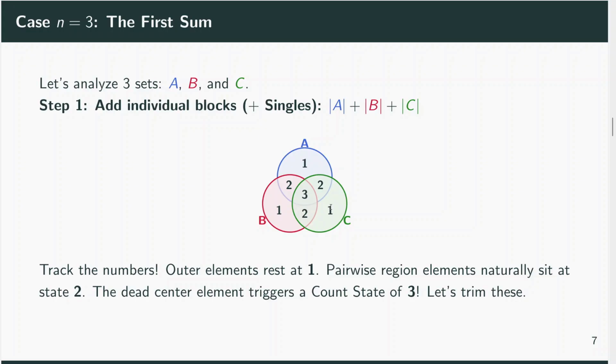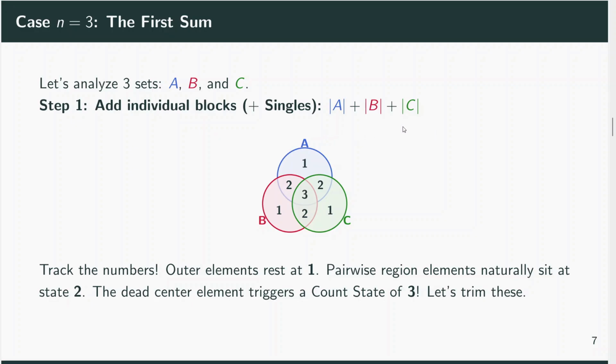Then, there are 3 regions where exactly 2 circles overlap. The region in A and B but not C, the region in A and C but not B, and the region in B and C but not A. And finally, right at the very center, there is the region where all 3 circles overlap at the same time. So, after step 1, after adding the sizes of all 3 sets, what is the count state of each region?